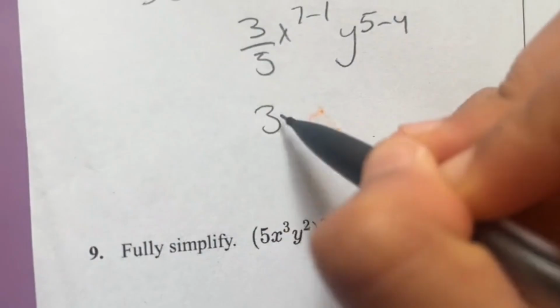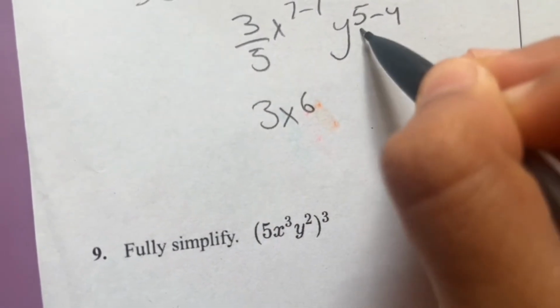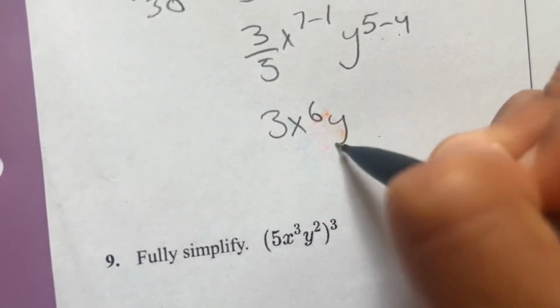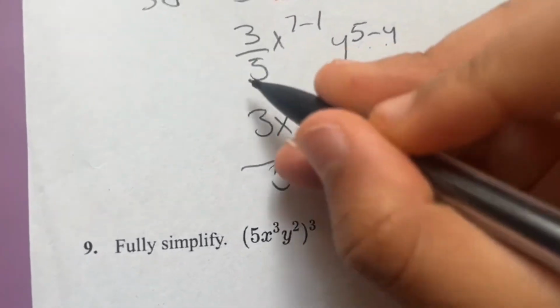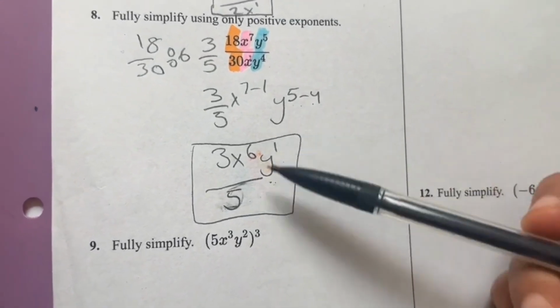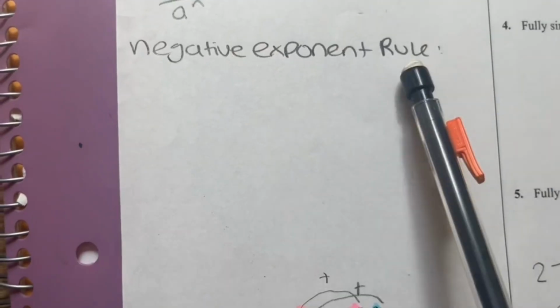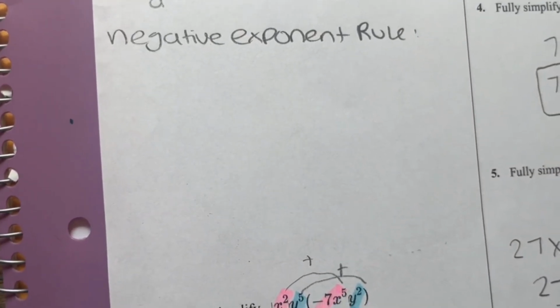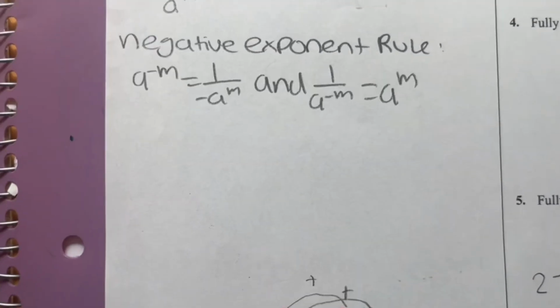So, simplify it even more. 5 minus 4, obviously 1, so it's going to stay up top. 5, that's like the fraction. Your final answer is, since there's no negative, it doesn't need to be anything on the bottom. Only if it's negative, it goes in the bottom. To remember when to put the negative on the bottom, I'm going to write the negative exponent rule. There you guys go.